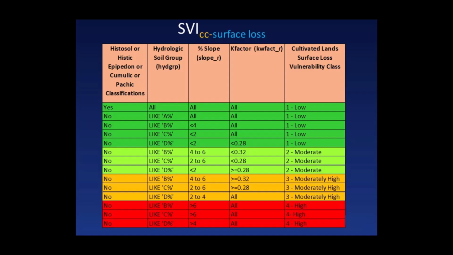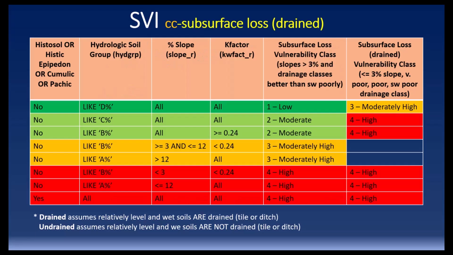The classification is applied to three dimensions of SVI: vulnerability to surface loss, vulnerability to subsurface loss on undrained soils, and vulnerability to subsurface loss on drained soils. Adjustments are made to the SVI classification based on the existence of organic soils and karst bedrock. If you want a more detailed description, please see the SVI User Manual 3.0.